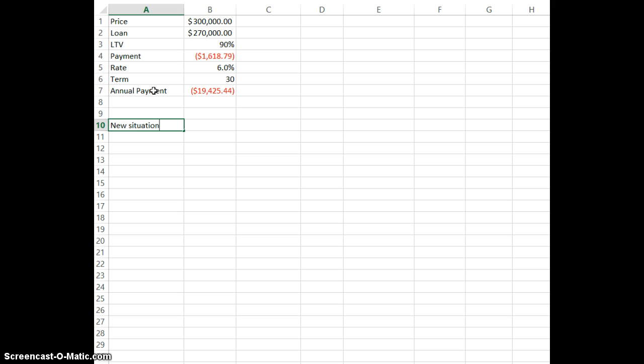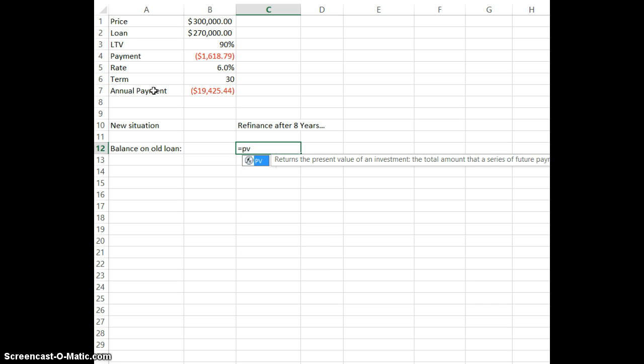So we have a new situation, which is to refinance after 8 years. First thing we need to do is find the balance of our old loan from the information above. The way we can get that is by putting in the present value for the information above here.